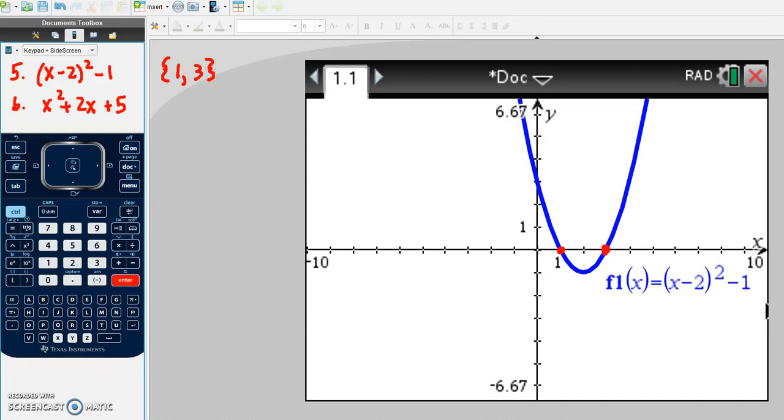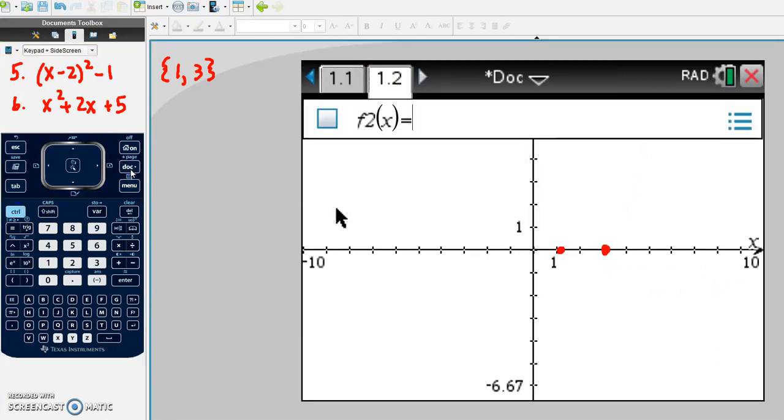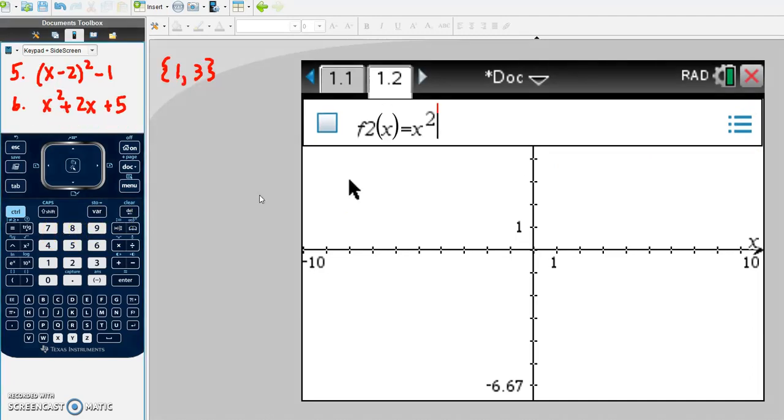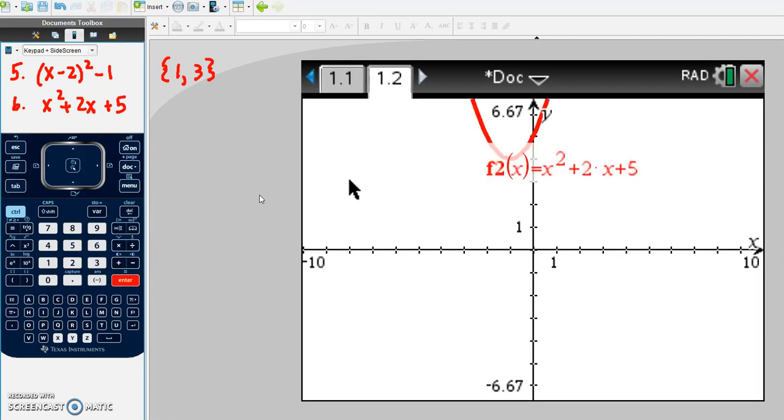All right, let's try the next one then. If I go to a new page and add a calculator again, go ahead and get rid of those dots. Okay. So again, I'm going to type my equation in. I have x squared plus 2x plus 5, and hit enter. And it doesn't look like it is touching my x-axis anywhere. So that means on number 6, I'm going to have no solution.